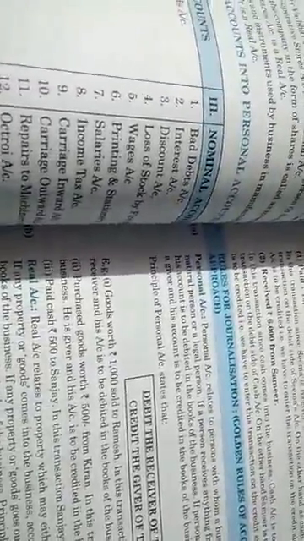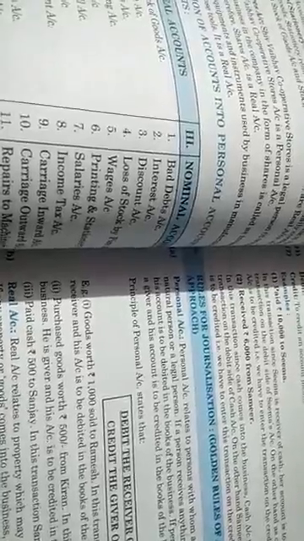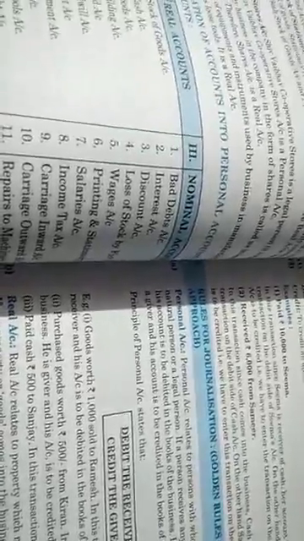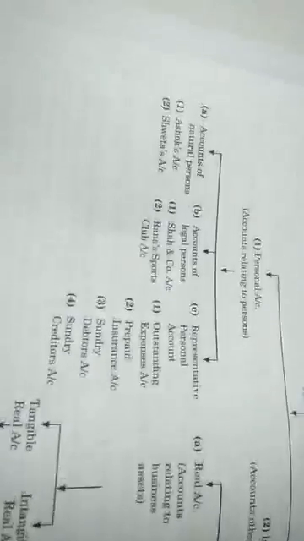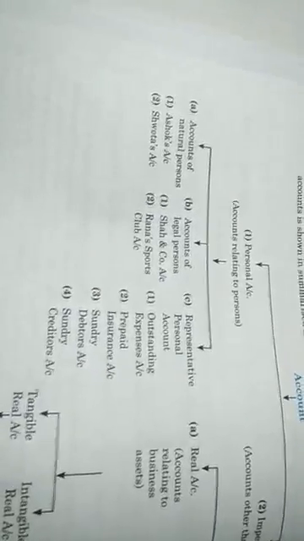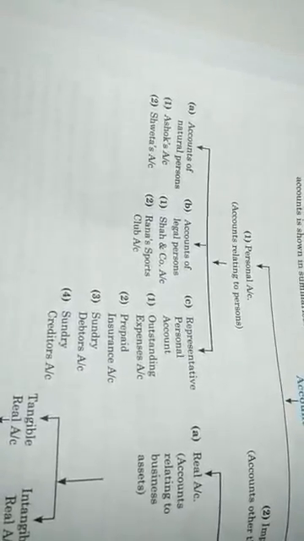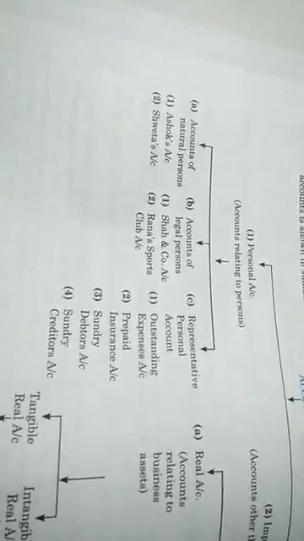Now we will learn about the golden rule of accounts. As we have learned earlier, there are types of classification of accounts: personal account, real account, and nominal account. Personal accounts are of three types. One is natural person account, another is legal person account, and the third is a representative account.